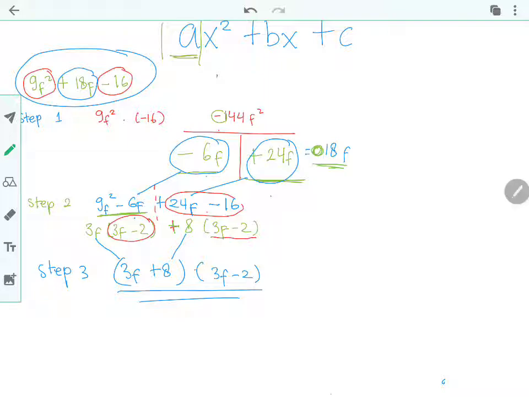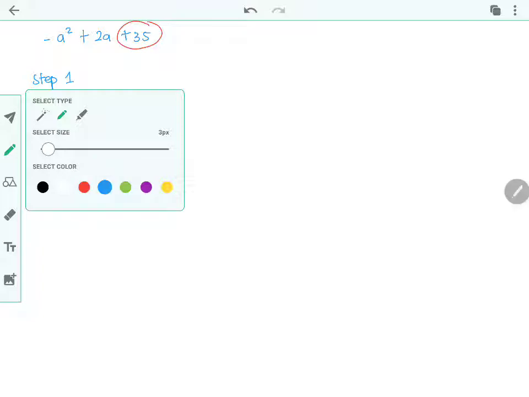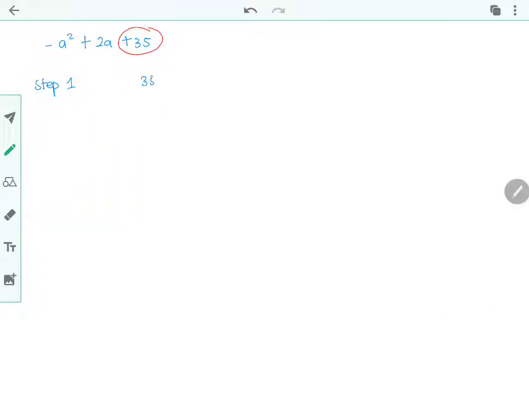I'm going to give you another example. Let's say I have minus a square plus 2a plus 35. Let's start with step 1. Now what you need to look at is the last number. It's 35. So you need to find the factors of 35.